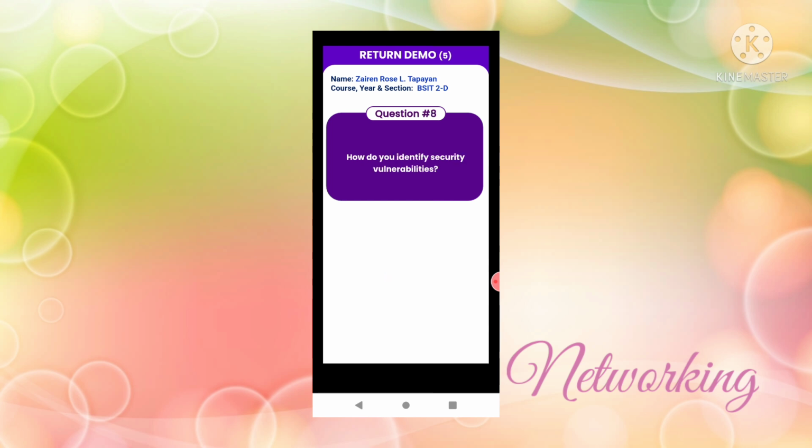Question number 8. How do you identify security vulnerabilities? Cybersecurity is often taken for granted. People assume that their network security is fine as is, at least until something goes wrong and the organization suffers a service outage or data breach because of security vulnerabilities they failed to address.